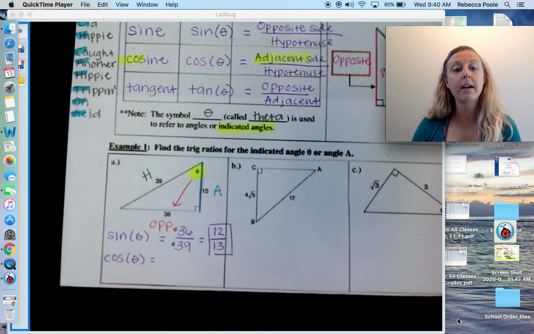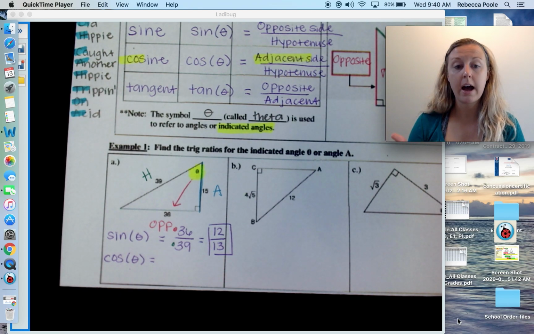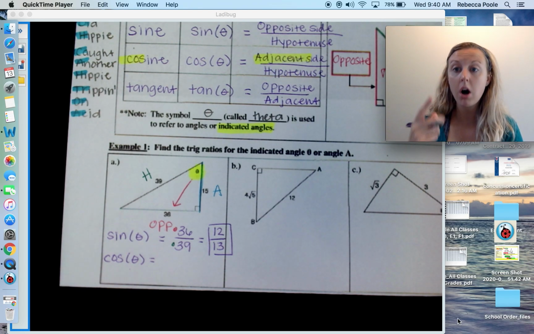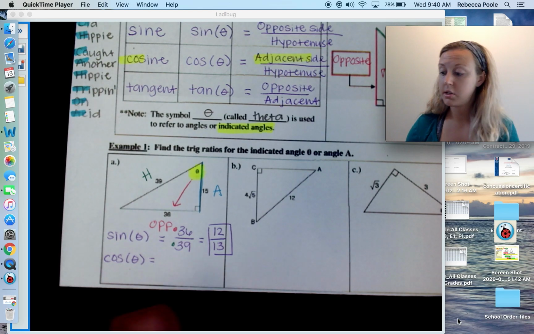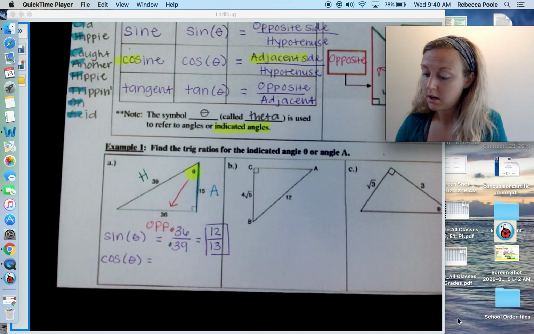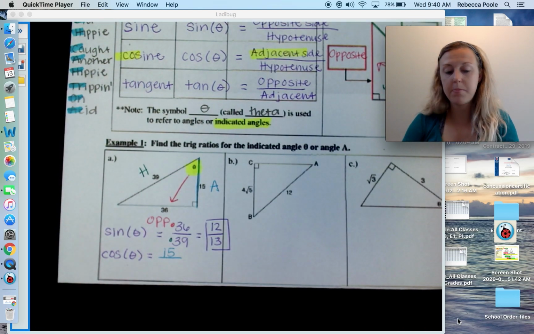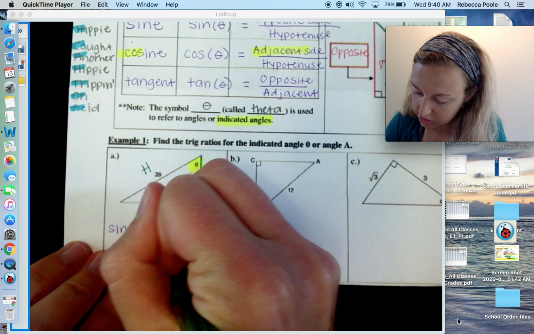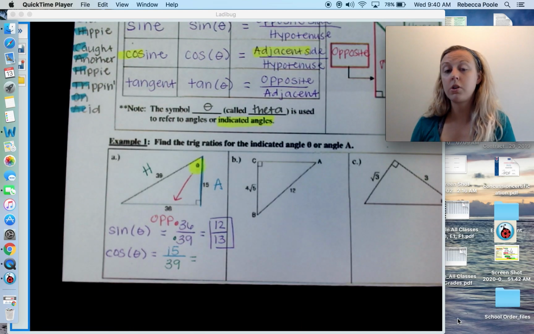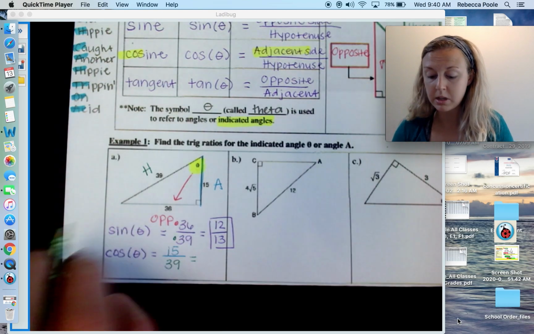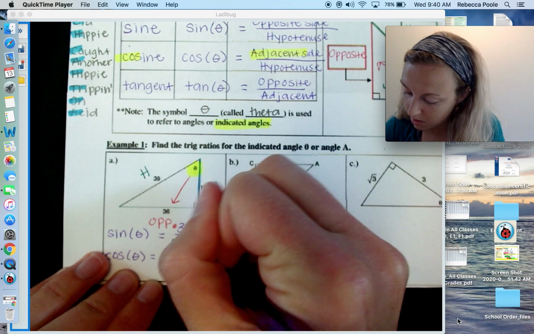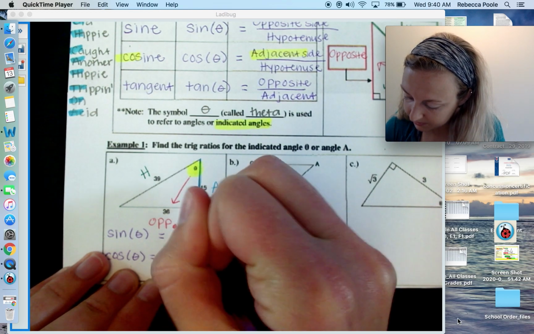Now for cosine, because it says find all the trig ratios. So cosine of theta, we're going to do the adjacent side over the hypotenuse because cosine has caught another hippie. So another, 15 over hippie, which is 39. And if you reduce that, 3 goes into both of them. So this should reduce to 5/13.